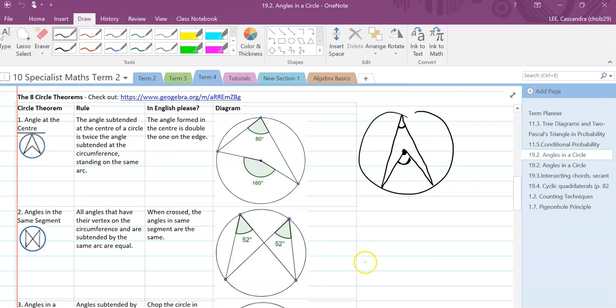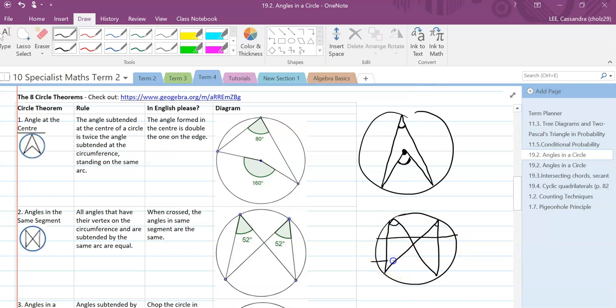Okay, so the second circle theorem that we're going to look at is when we have angles in the same segment. So from before, if I was to, say, cut this circle here, so this here would be a segment of that circle. Now, the really cool thing about this rule is if I was to draw any sort of crisscrossy shape, because these two angles are in the same segment, that means that both of these angles are going to be the same.